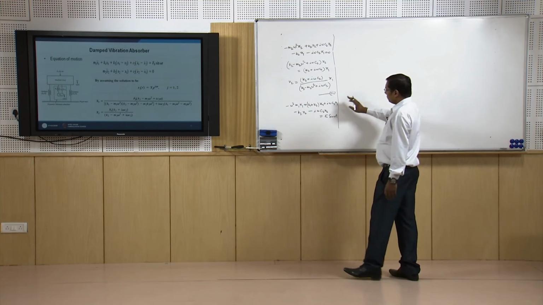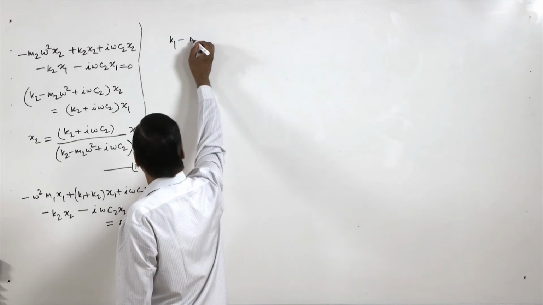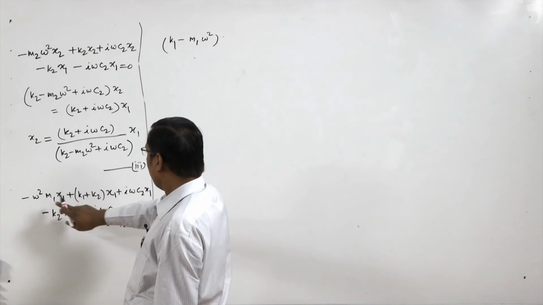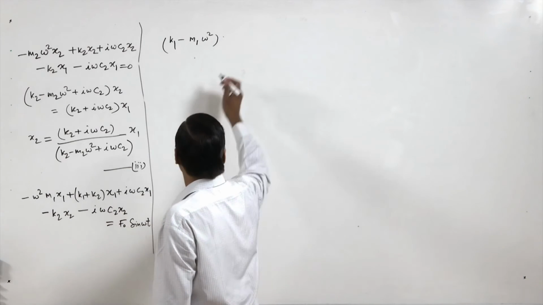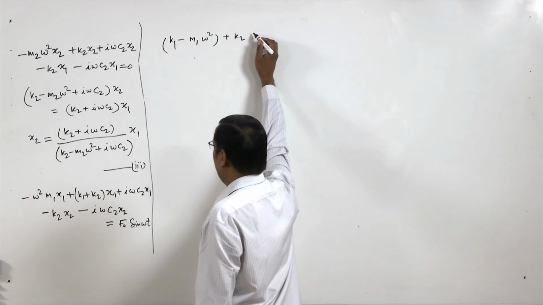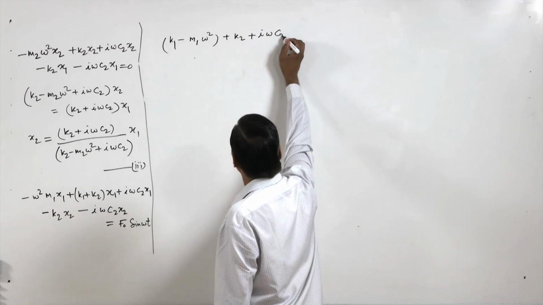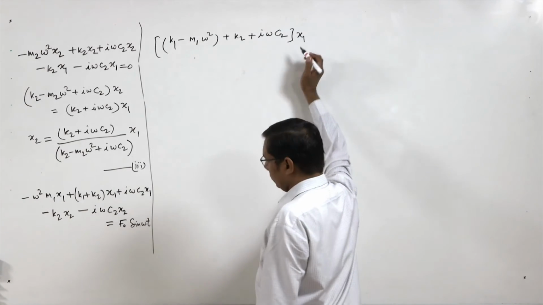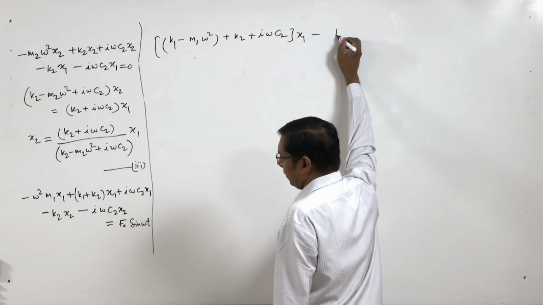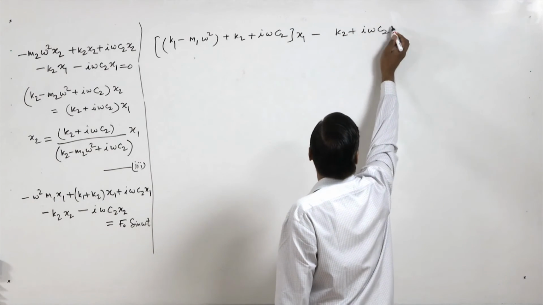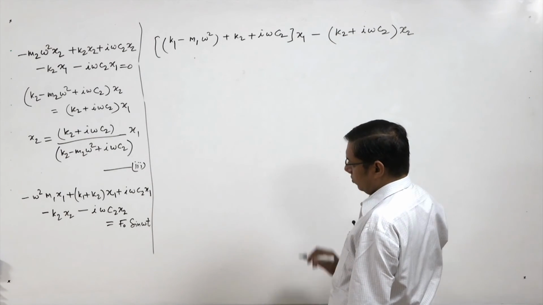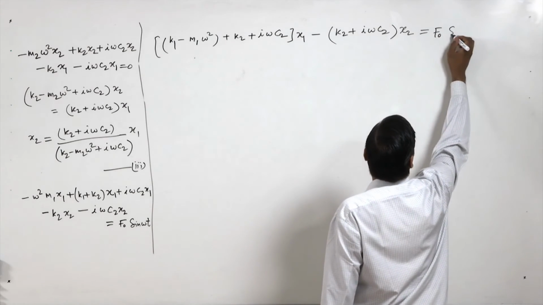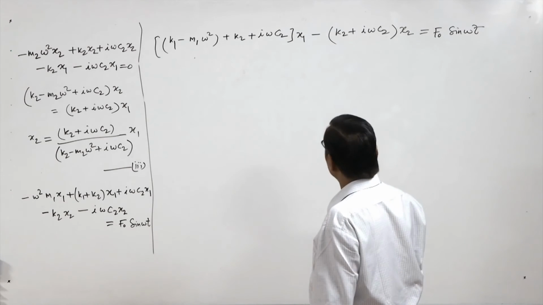So now we can rewrite these terms. We can write (k1 minus m1 omega squared plus k2 plus iω c2) X1, and then minus (k2 plus iω c2) X2, that is equal to F0 sin ωt. So this is equation number 4.